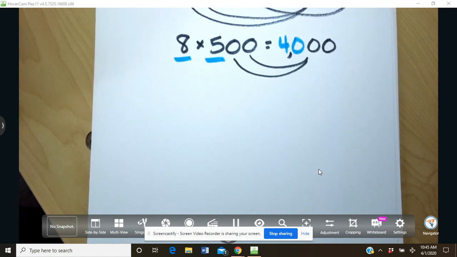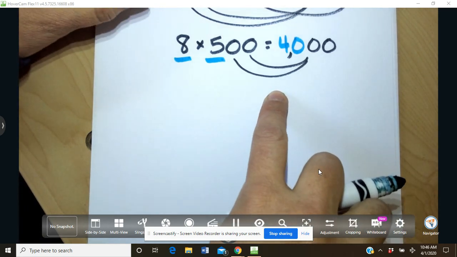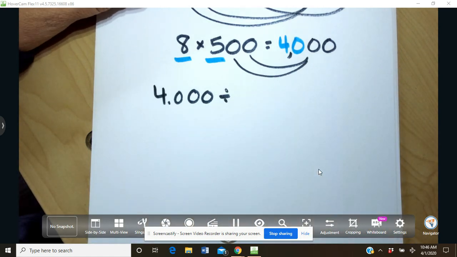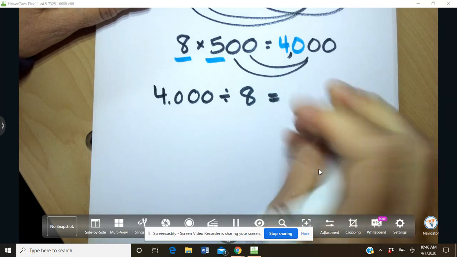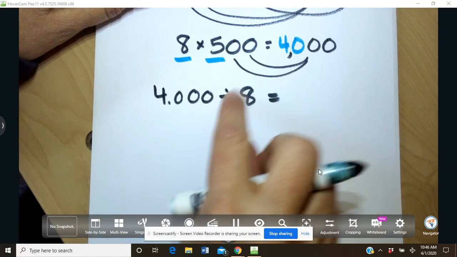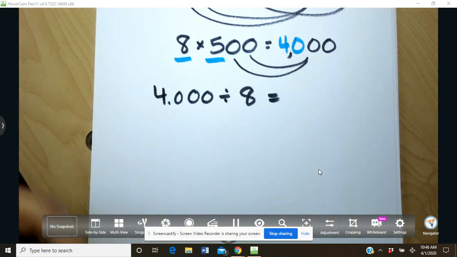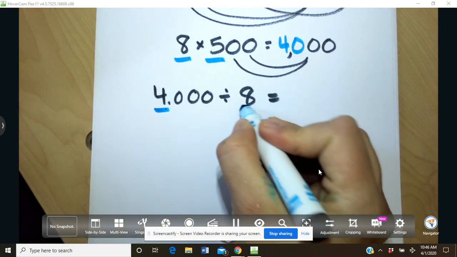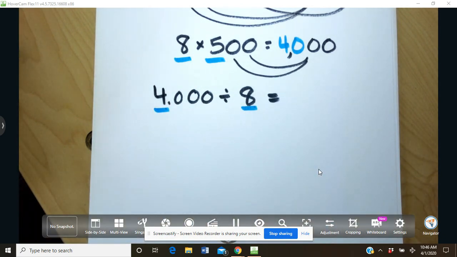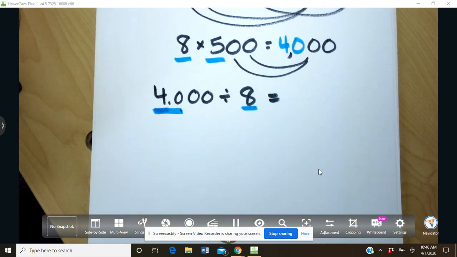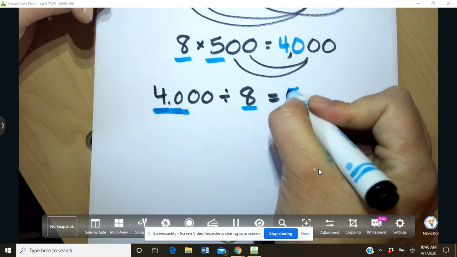Let's start with the same problem and just flip it around. If we had 4,000 and this time we were dividing it by 8, so we're just taking the same problem, turning it around, we still start by looking for our basic fact. Now, we can't do 4 divided by 8. That's not possible. So it must not be 4. It is 40. We are dividing 40 by 8 and using that basic fact to help us. We know 40 divided by 8 is 5.